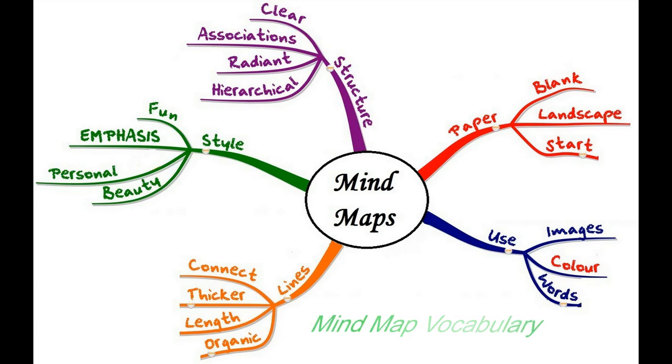Okay. We see the word portions in this same sentence. Mind maps organize portions of information. A portion is a piece. So a portion of information is a piece of information or a part of information.